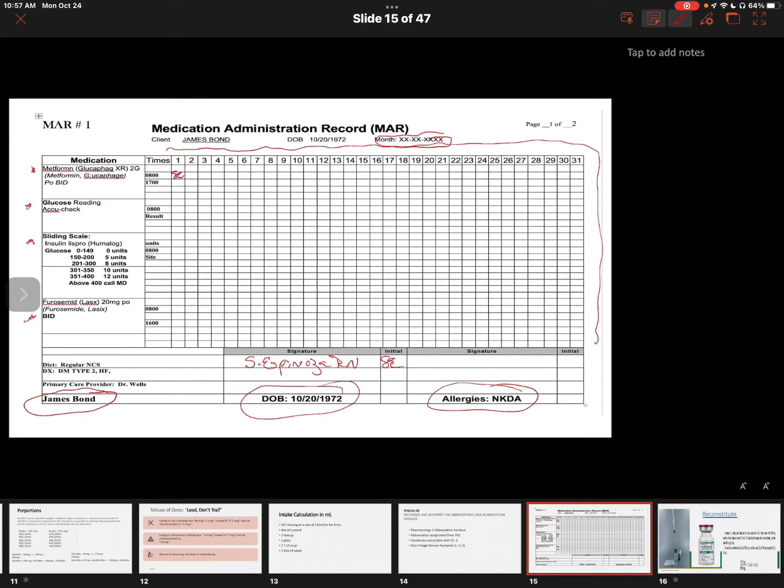So it doesn't matter. If today was the 12th, you would document that med administration on the 12th. If for some reason your patient would refuse, you would circle after you initial, and then on the back of the MAR, you would put an explanation.